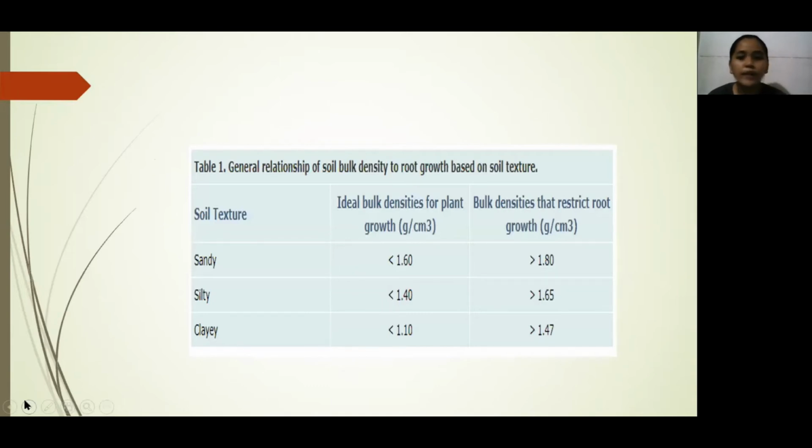So here are the general relationships of soil bulk density to root growth based on soil texture. The soil textures given are sandy, silty, and clay. In this part, it shows the ideal bulk densities for plants, while the other one is the bulk densities that restrict root growth. So you can see the difference between the ideal and the restrict growth.